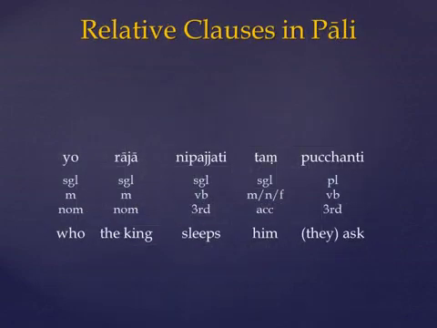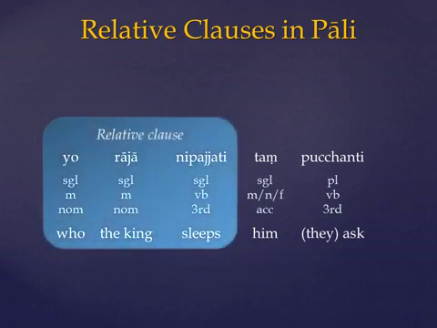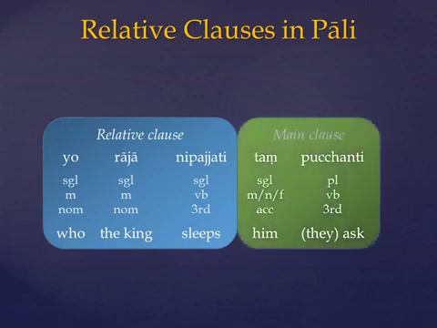Yo rājā nipajjati taṃ pucchanti. The first thing we must do is identify the subordinate clause and the main clause. And we can do this because we know the relative clause will start with a ya stem pronoun and the main clause will start with a ta stem pronoun. Next, we need to identify the antecedent noun, and there are two rules which help us do this.